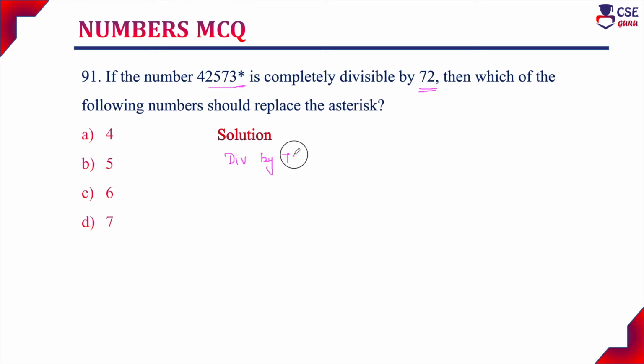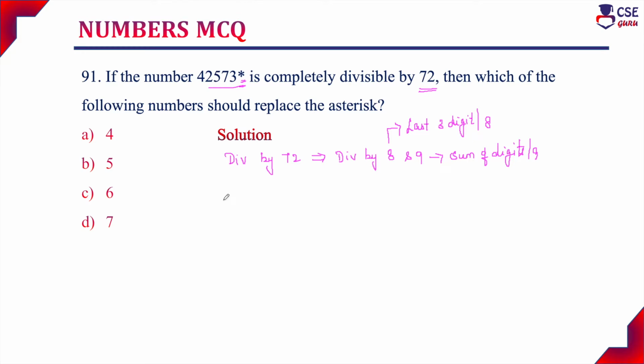The divisibility rule for 72 is that the number should be divisible by 8 and 9. The divisibility rule for 8 is that the last 3 digits should be divisible by 8. And the divisibility rule for 9 is that the sum of its digits should be divisible by 9. So for this asterisk, we will apply these 4 options and check whether it is divisible by 8 and 9.